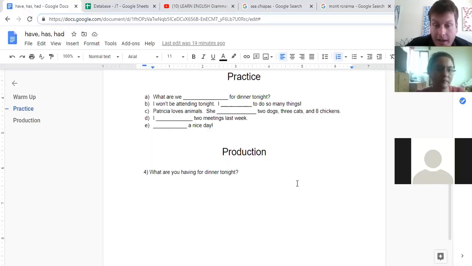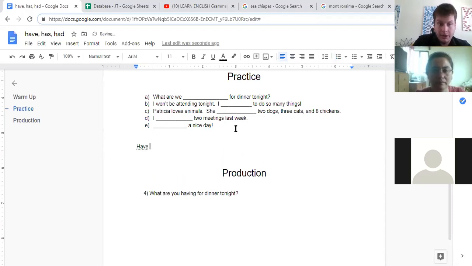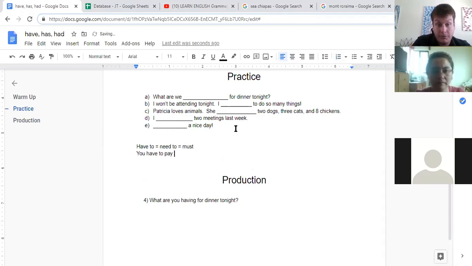to. Have to is really strange looking because it's just strange, right? It's just really weird. It's very irregular. So have to means need to, or it just means must. You have to pay taxes to the government. You have to pay taxes.